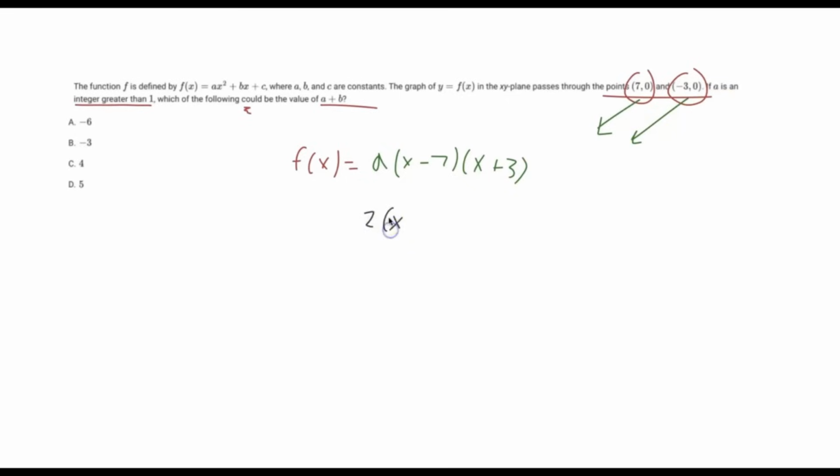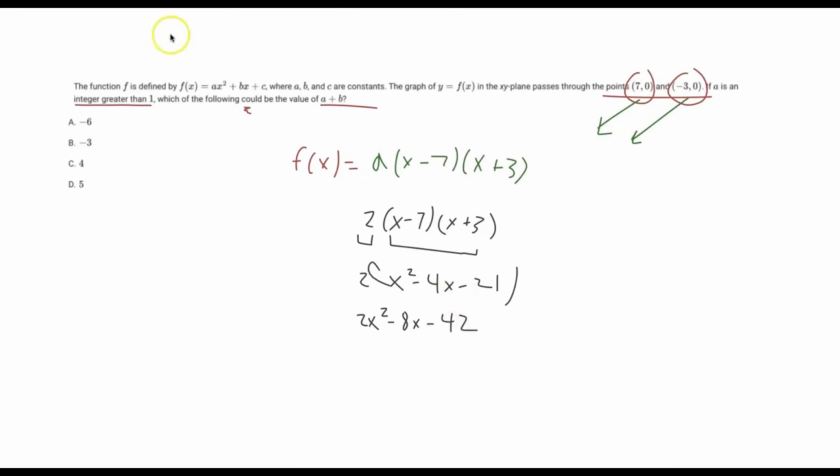So then we have 2 times x minus 7, and then x plus 3. So now we can just expand this out. So let's just do this part first. So we have x squared, and then we'll get negative 4x, and then minus 21. So then we have to apply the 2 right here to the outside. So then we have to multiply this entire thing by 2. So then we get 2x squared minus 8x minus 42.